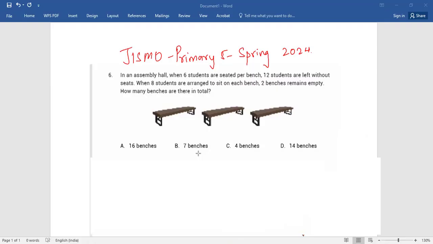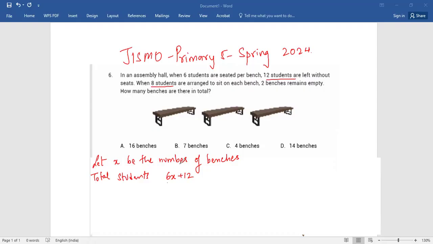You can do the algebra route, wherein the equation will be as follows. So let's assume, let x be the number of benches. Okay, so total students will be how much? 6 students are seated per bench, so 6 into x. Suppose there were 10 benches and 6 students were seated per bench, there'll be 60 students, right? So 6x and 12 students were left out. So these were the total number of students.